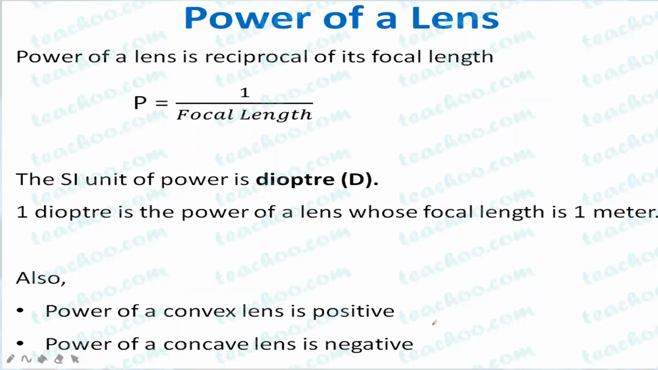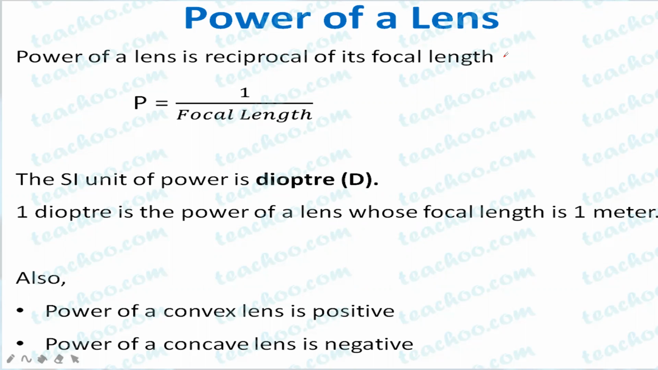Another topic is power of a lens. What is this power of a lens? Power of a lens denotes the reciprocal of focal length of a lens. It also denotes the degree of convergence or divergence of light rays achieved by a lens. We all know and we have studied that the ability of a lens is to converge or diverge light rays, and this ability actually depends on the focal length.